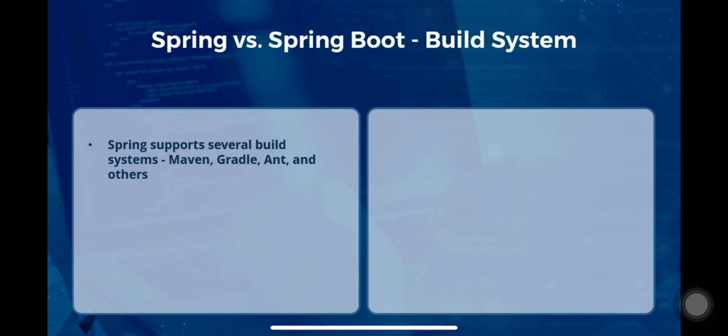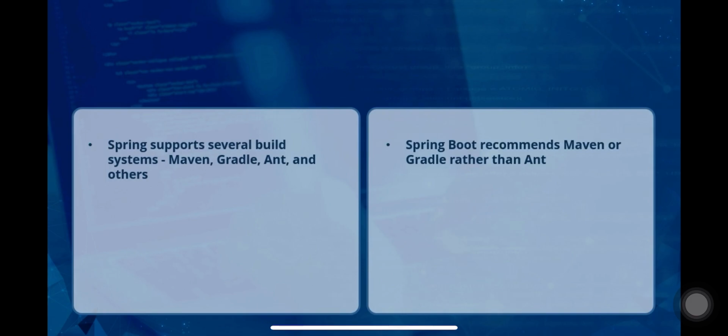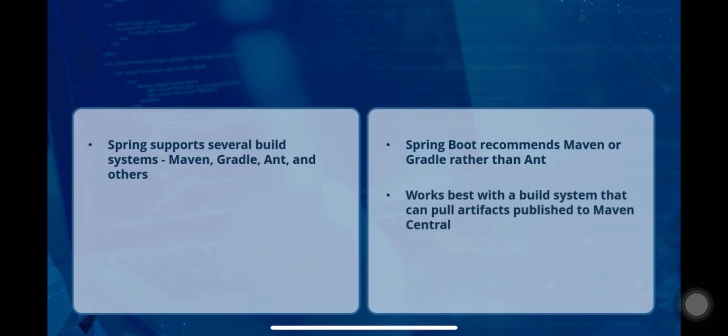I'll give you a few examples of Spring Boot's opinionated approach. Spring supports several build systems. You can use Maven, Gradle, and others. That choice is up to you. When you use Spring Boot, the recommended build systems are Maven or Gradle. Spring Boot doesn't really have great support for the Ant build system. Spring Boot, in fact, works best with a build system that can pull artifacts published to Maven Central. So here is Spring Boot's opinion to get things to just work. Use a build system that works with artifacts in Maven Central, which is why we'll be using Maven for all of our demos.